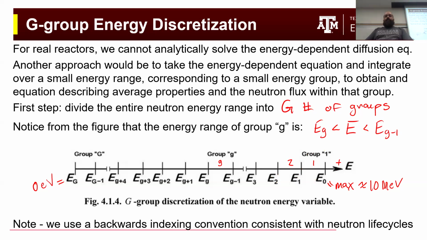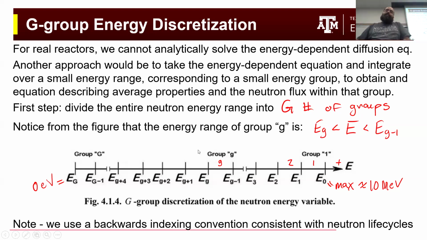And so this is in practice how we can discretize and break up our energy range into a bunch of little groups. You can use an arbitrary number of groups. Maybe you have a 3-group model, so big G is 3, and you have 3 little intervals within that range. You could do 100 groups, so big G is 100, and you have a bunch of little intervals to consider. Again, we use backwards indexing on the subscripts because neutrons are born fast and then thermalize and slow down as they go through their life in the reactor.